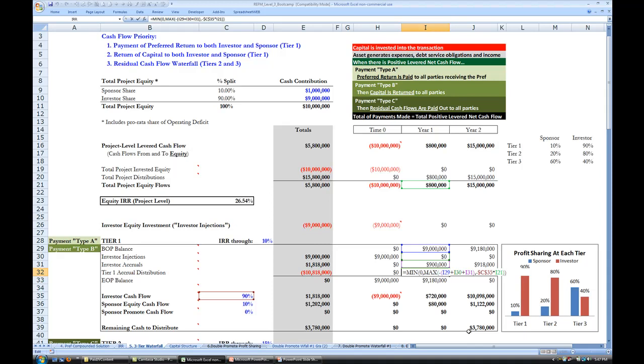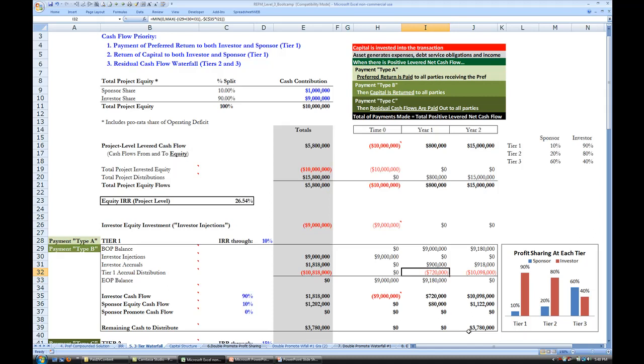The lesser of 0, and the greater of the negative of the sum of $9 million, 0, and $900,000, and the investor pro rata share at this tier of 90% times the $800,000 that the transaction produced. The greater of negative $9.9 million and negative $720,000 is the smaller of these two negative numbers, or $720,000.